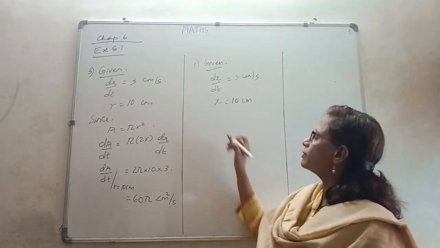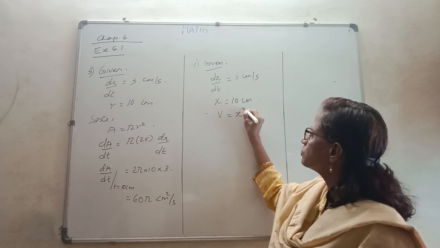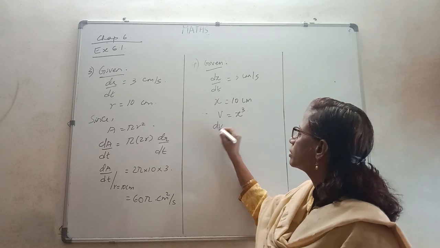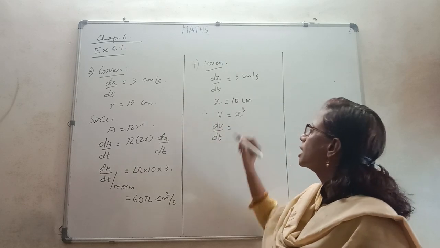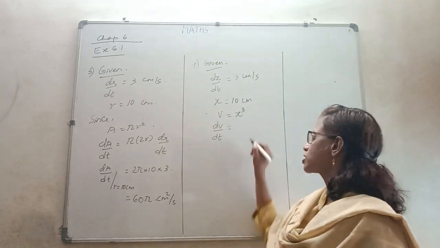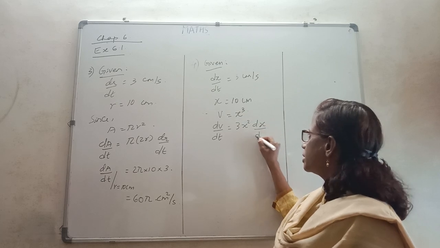They have asked us to find the rate of change of volume. We know the volume is always x cube for a cube. So we find the derivative with respect to t. The derivative of x cube with respect to x is 3x squared. Because it is with respect to t, we have to account for it.